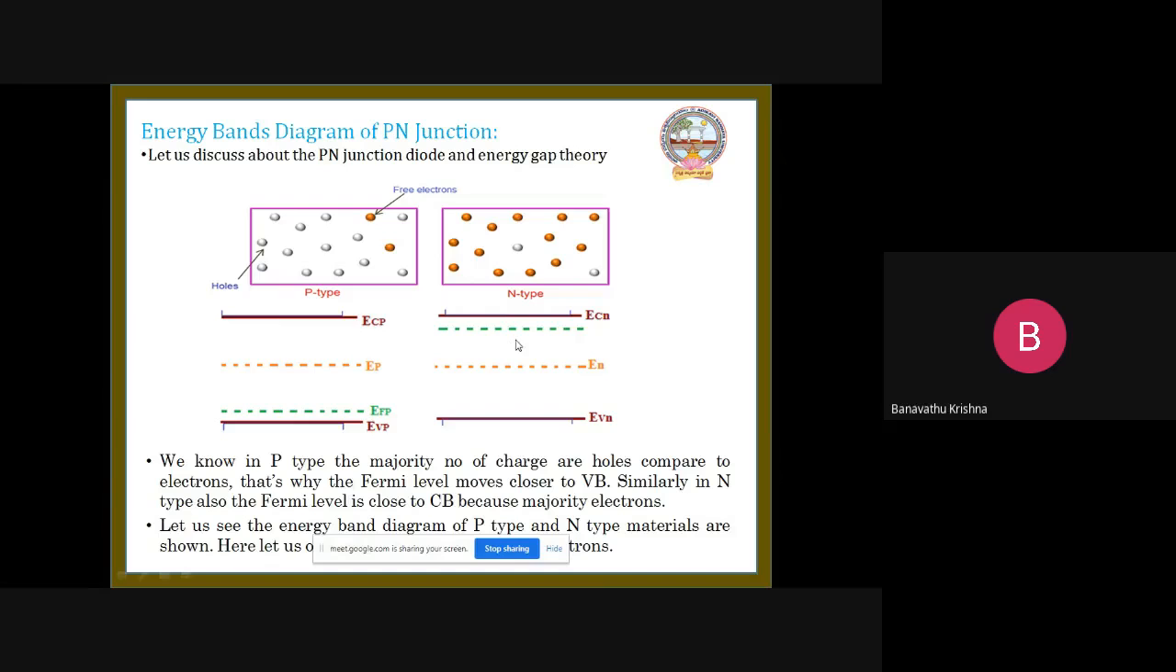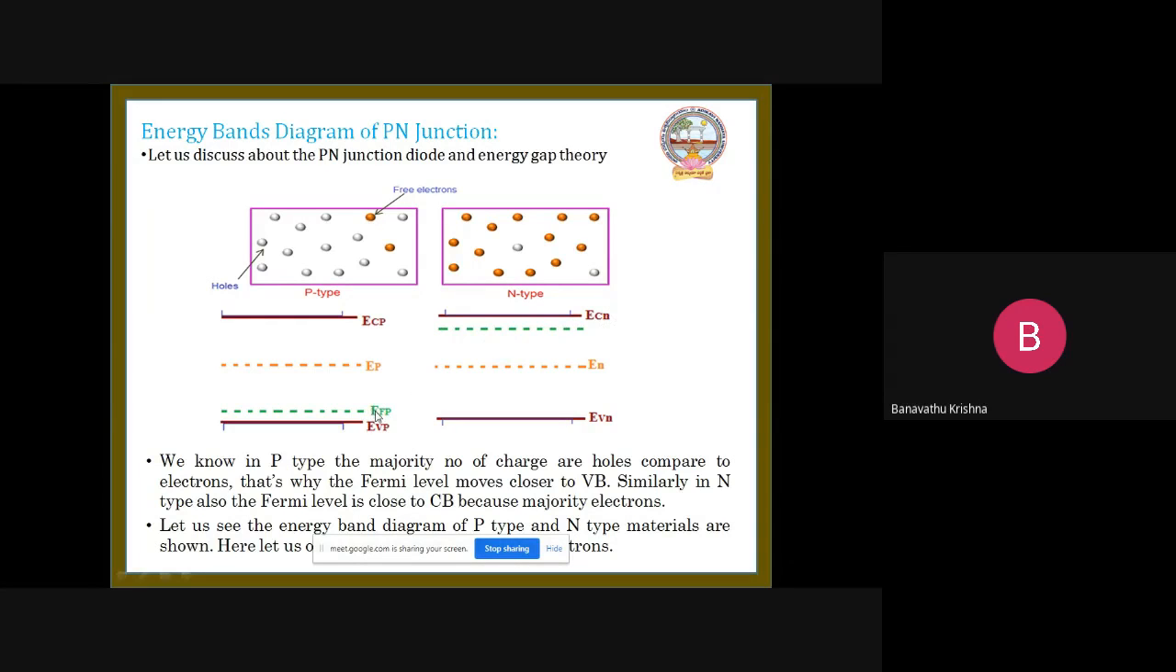Coming to the energy band diagram of the n-type semiconductor material, this is the valence band and this is the conduction band. Here it is the forbidden energy gap for n-type semiconductor material. Similarly, the Fermi level of this n-type semiconductor material is located near to the conduction band.